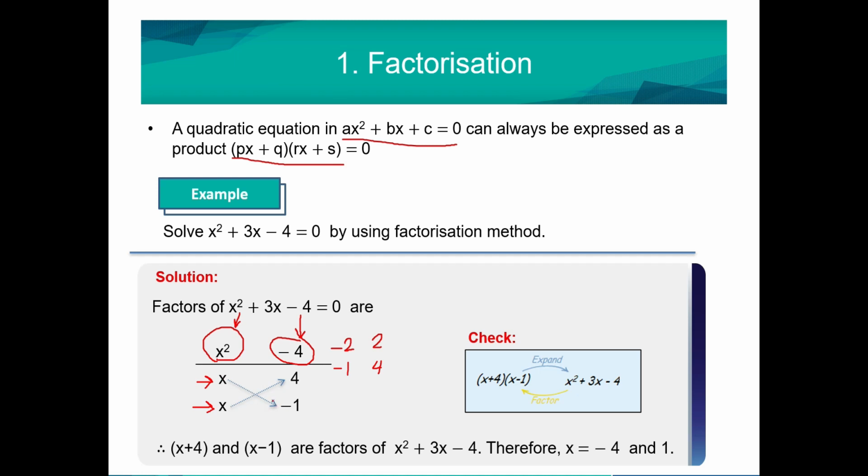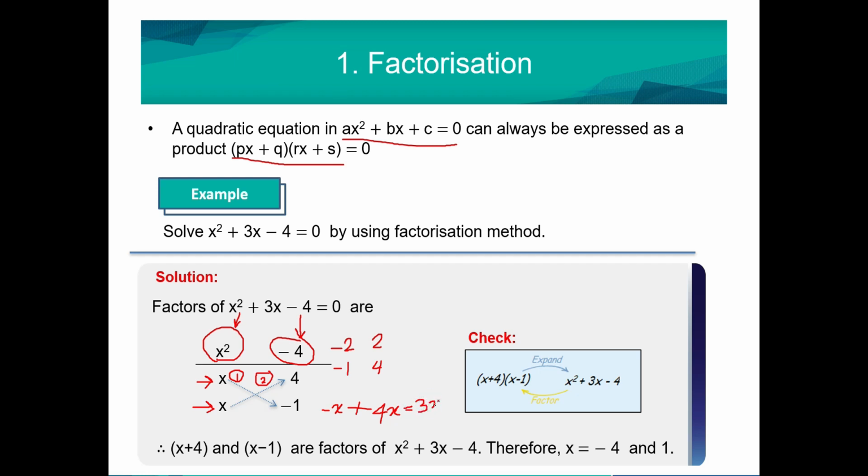So this is the first cross, and this is the second cross. The first cross, x times minus 1, gives you minus x. And we add up the second cross, so it is plus x times 4, so 4x. 4x minus x is 3x.